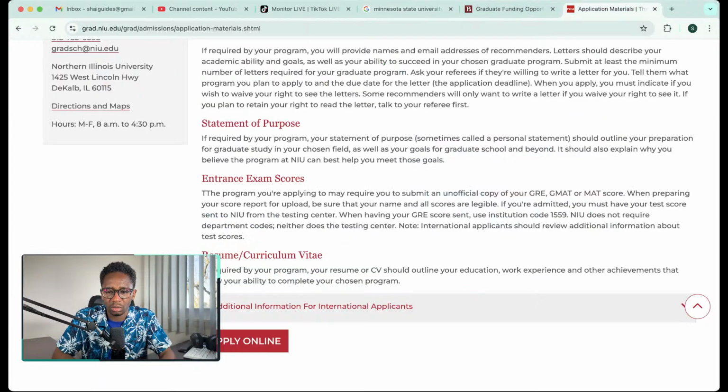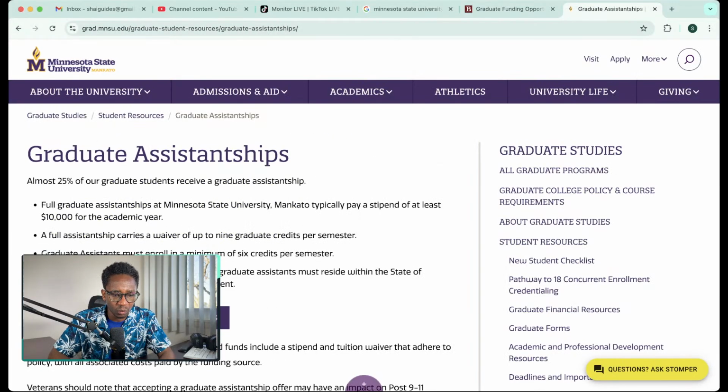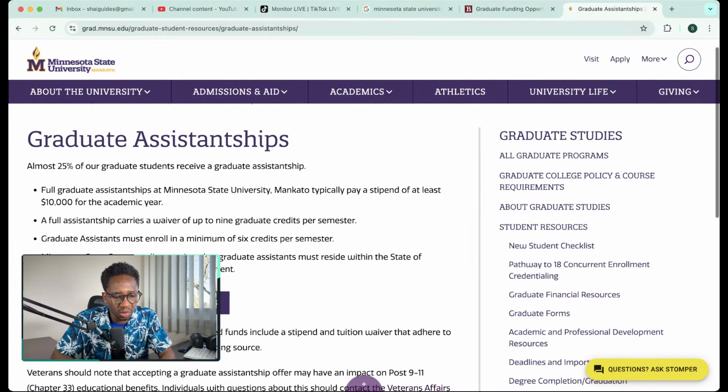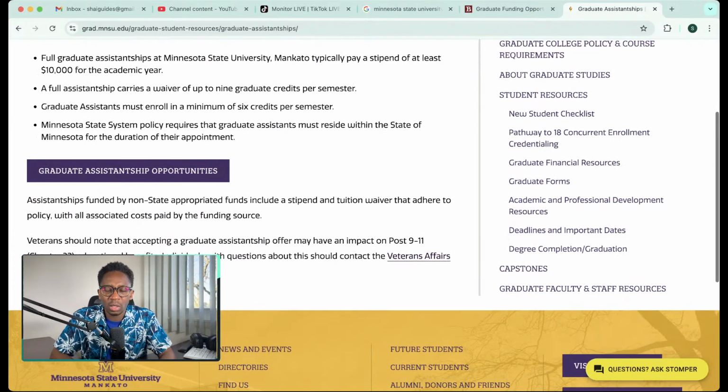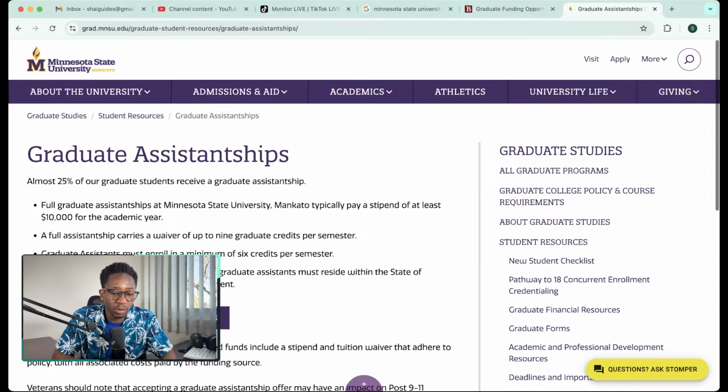Let me open it in a new tab. What am I even looking for? Okay, graduate assistantship. So Minnesota State. Almost 25% of our graduate students receive a graduate assistantship. 25%. That's low. Interesting. So 25% means it's very competitive, right? So you would have to submit something very strong.